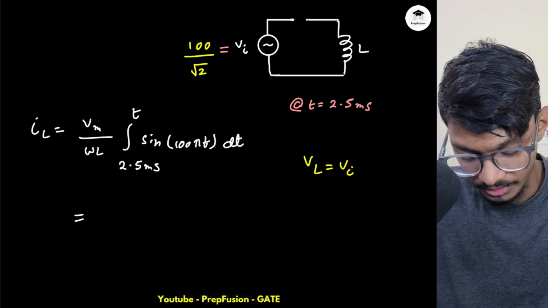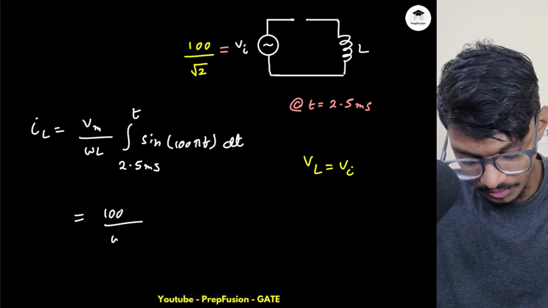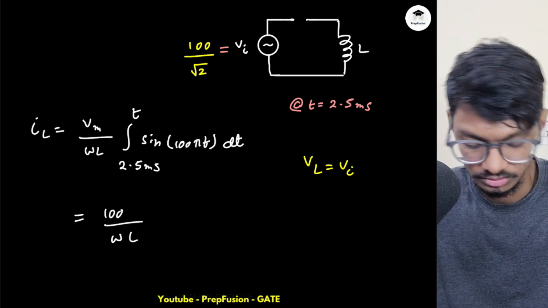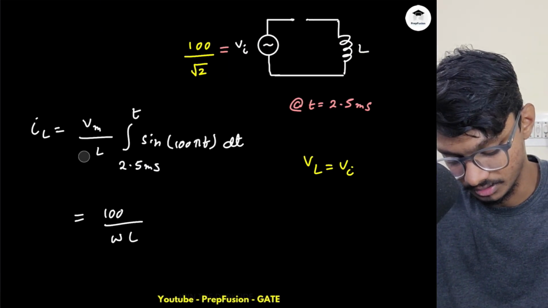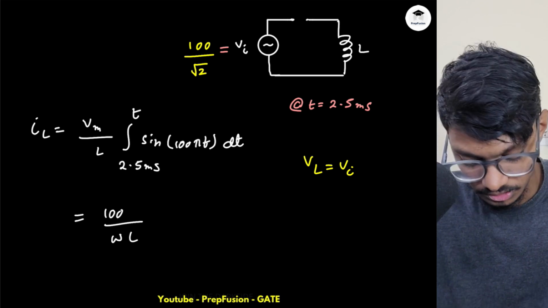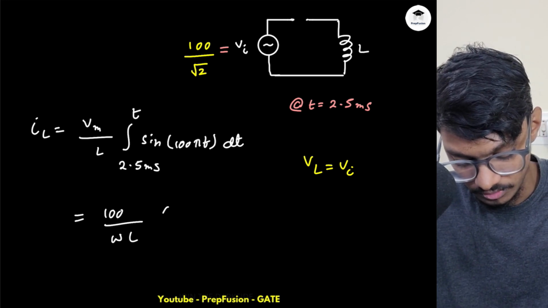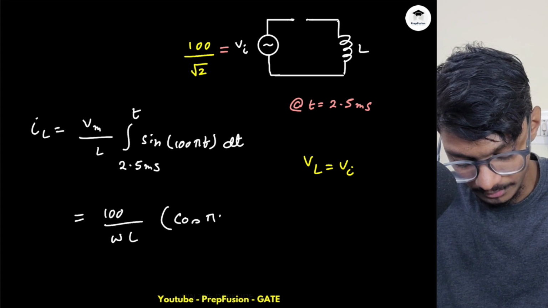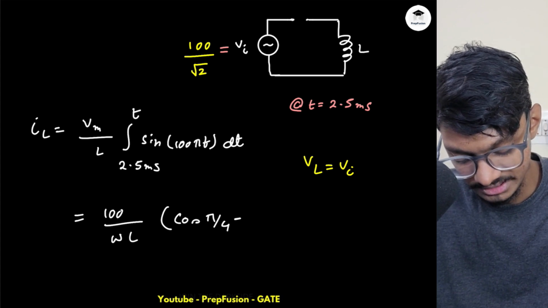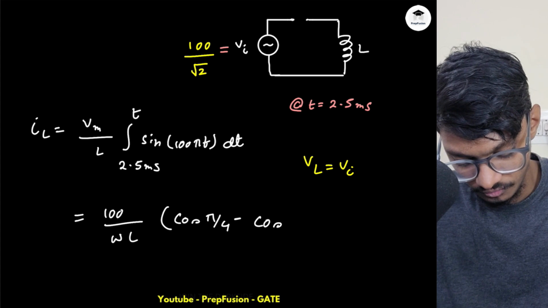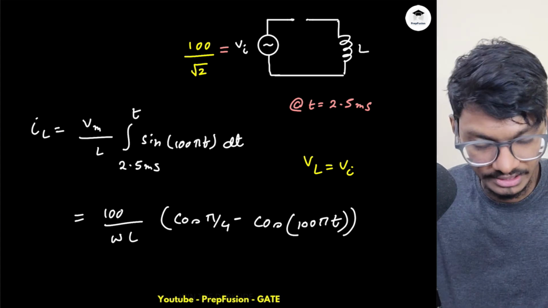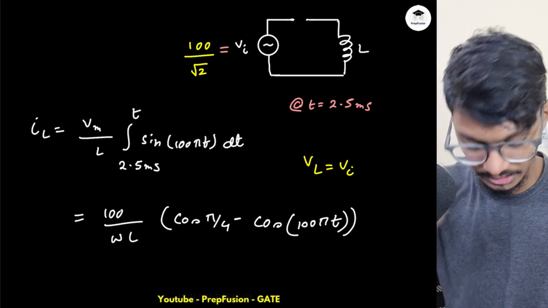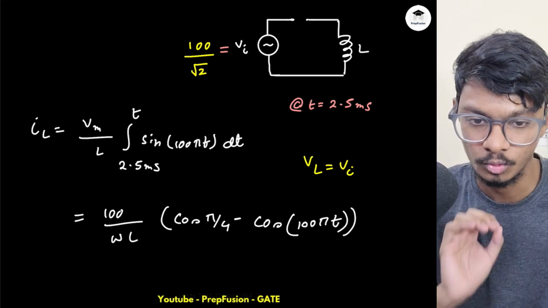So Vm is 100, omega is some omega, I don't care about that anymore. Sorry, this is already the value of the integration, so omega won't come here, omega will come later on. So this will be cos pi by 4 minus cos of 100 pi t. I've derived this in the previous question, so I am not deriving it here again. The same expression I'm using, just it is starting from 2.5 milliseconds.